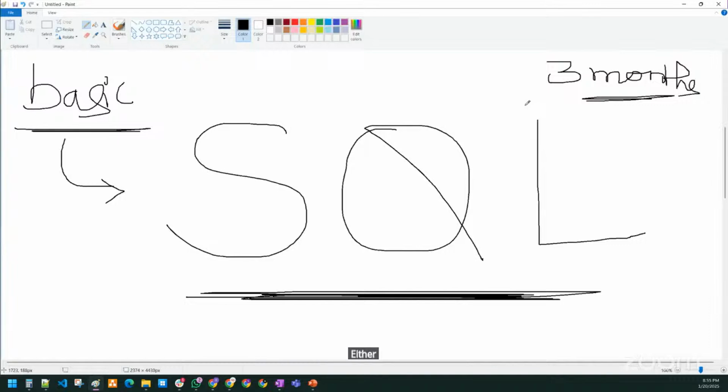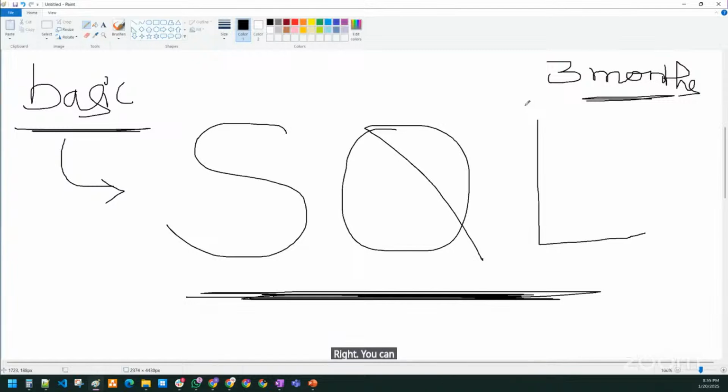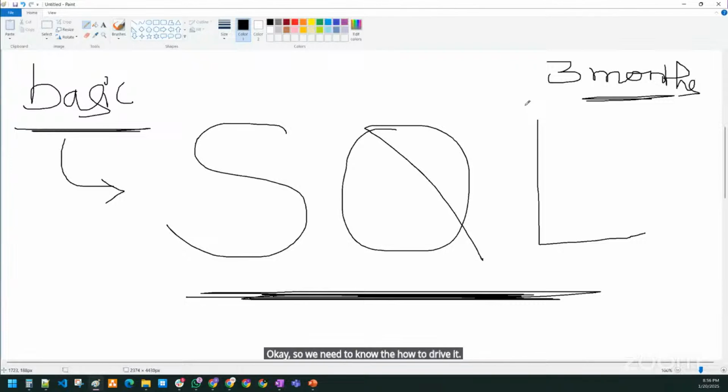Either it is Dataproc or Databricks, see, it's like this one, sir. You know car driving. You can drive the Thar, you can drive the Maruti, you can drive the Tata, or you can drive the Mahindra also. You can think of Dataproc as Tata, Databricks as Mahindra, and EMR as Hyundai. These are different car brands. So if you know the driving, you can ride anything. We need to know how to drive it, so that we can drive anything.